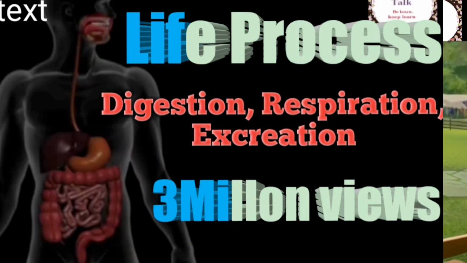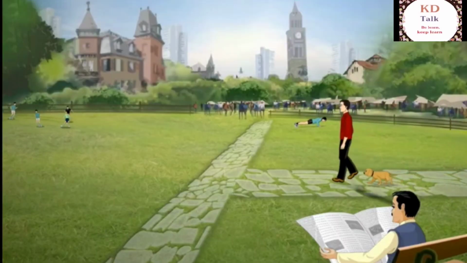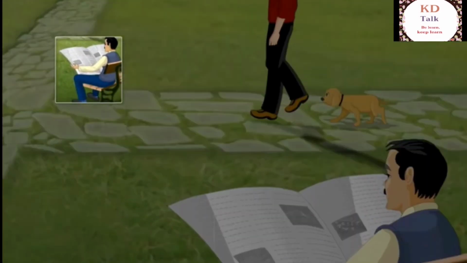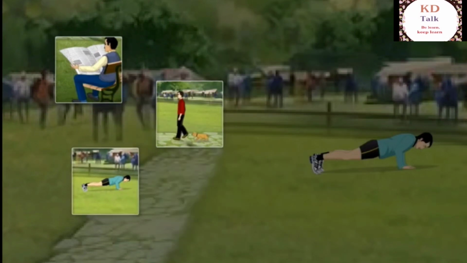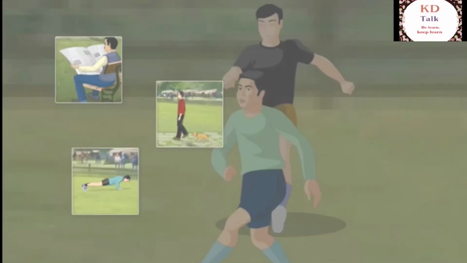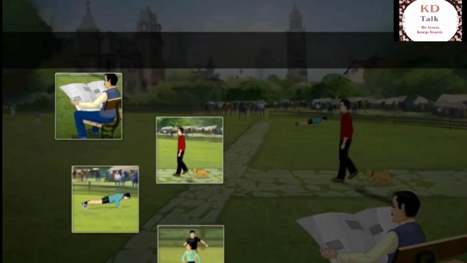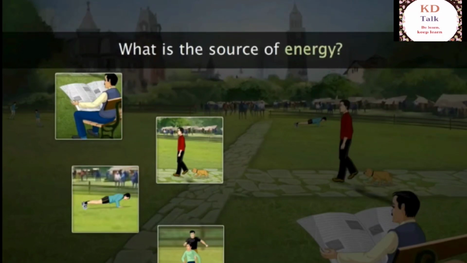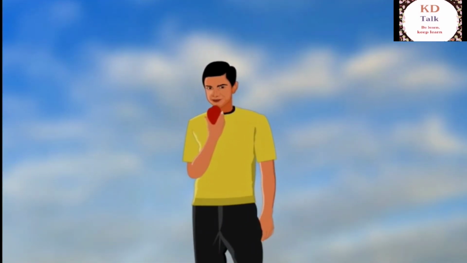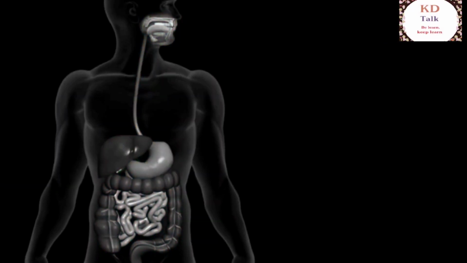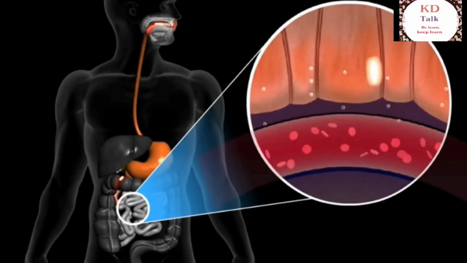We need energy to perform all our activities. Do you know from where we get this energy? We get this energy from the food we eat. Our body produces glucose from food.